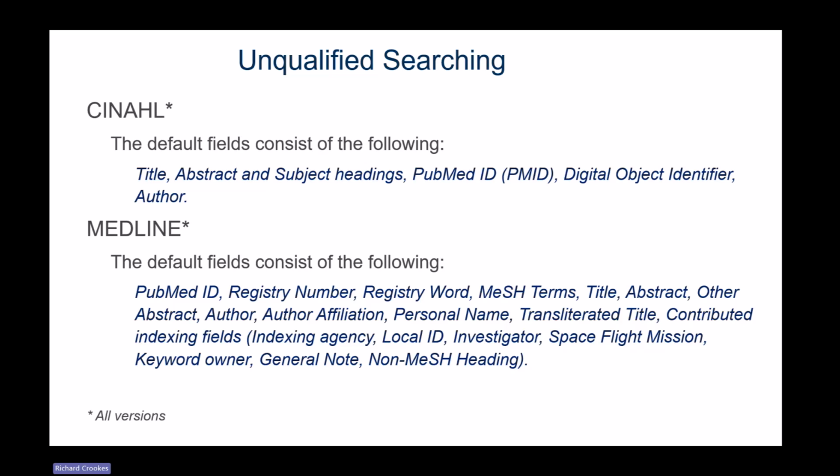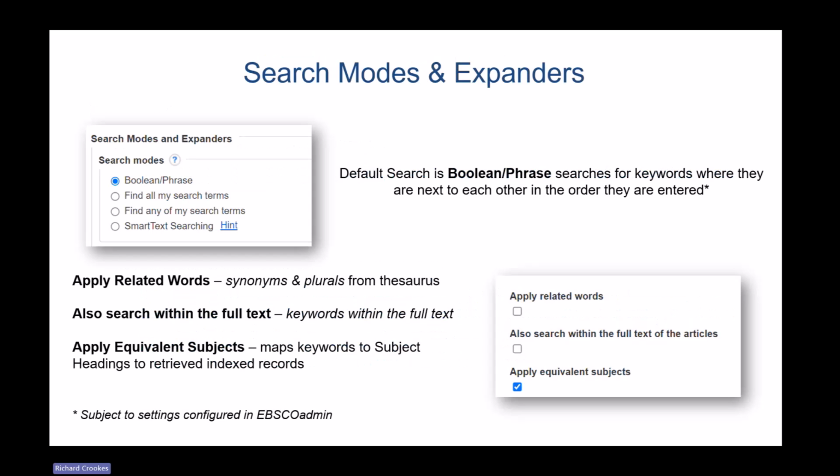PubMed ID if appropriate, digital object identifier if appropriate, and also author field. So automatically, when you enter a term or terms, it's going to see if any of those terms appear in any of those fields. If they do, in at least one occurrence, it will bring back results in the result list. If you contrast that with Medline, the biomedical database, you can see additional default fields there, including the author affiliation, keyword owner, and so on. So we do have more information about the unqualified searching. So this is basically a general keyword search that we're going to be looking at today.